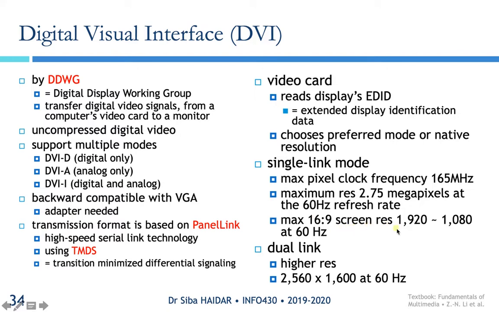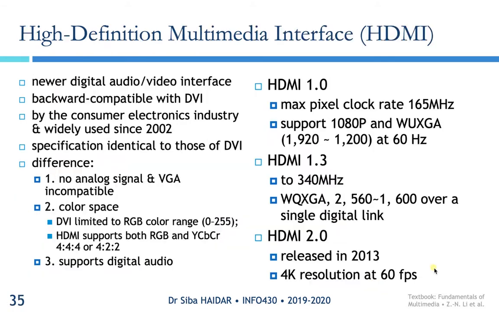The maximum is a 16:9 screen with a resolution of 1920 by 1080 at 60 Hz, and the dual link has a higher resolution, of course, going up to 2560 by 1600 at 60 Hz.